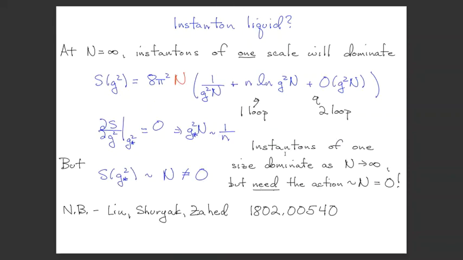Okay, this is a slide in case anybody asked me about couldn't you have some sort of liquid of instantons? I don't want to go through the details. The point is the action is going to be proportional to n. You can easily see that at large n, what's going to dominate is a single coupling constant, or if you wish, a single scale size. But in order to get something non-zero, you're going to have this action vanish. And I don't see how that could happen naturally. But it is theoretically possible.